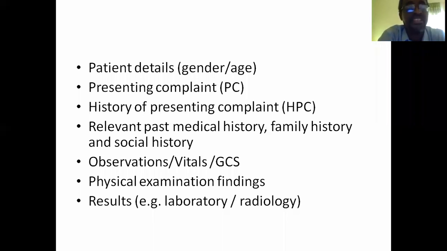Okay, patient details, gender and age, presenting complaint, history of presenting complaint, relevant past medical history, social history, family history, observations, vital signs, Glasgow Coma Scale, physical examination, and laboratory or radiology results. Next.